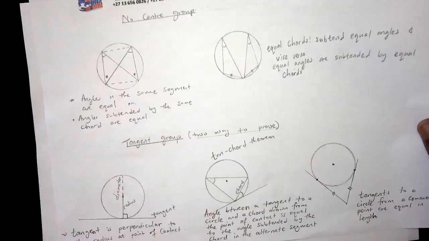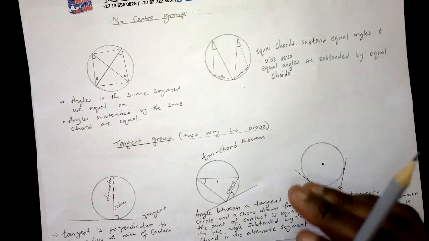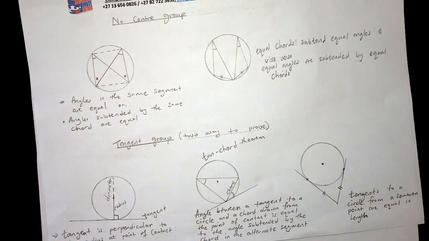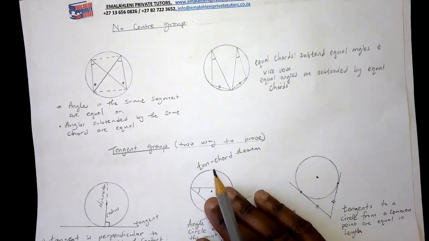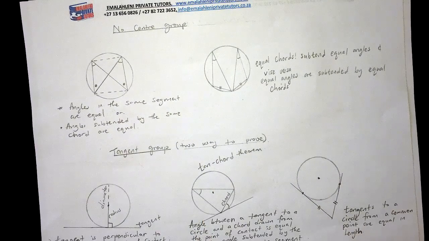Then let's move on to another theorem. No center group. So here we don't have a center. We don't have a center here. So we are saying angles in the same segment are equal. Angles in the same segment are equal.